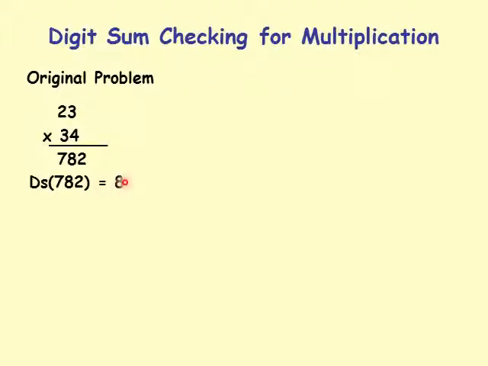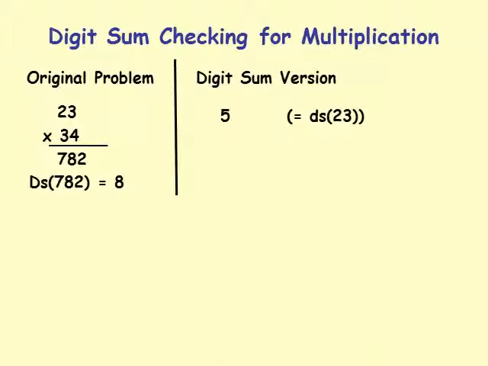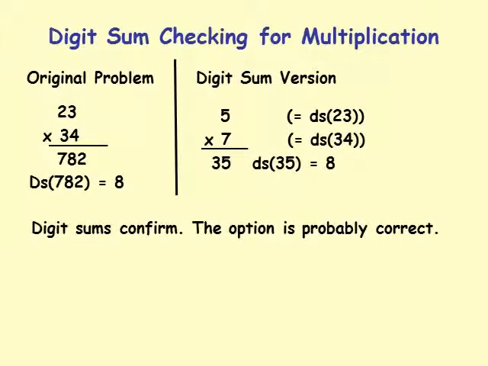Let's do a digit sum version of the same problem. The digit sum of 23, the first number, is 5. The digit sum of the next number is 7. 5 times 7 is 35. Do a digit sum of that. The digit sum of 35 is 8, and 8 and 8 match. That means the digit sum confirms the option 782, and that means 782 is probably correct.